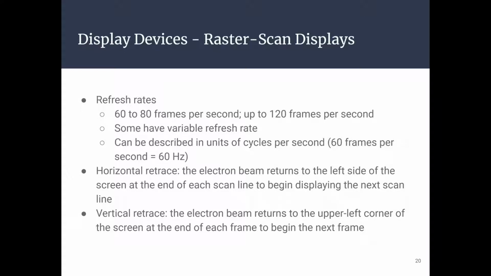With vertical retrace, the idea is that the electron beam will return to the upper left corner of the screen at the end of each frame to begin the next frame. So the vertical retrace only happens once the electron beam has gone through every single scan line in that frame. Once it has finished that, it will go back to the upper left corner to basically start going through all the scan lines again for the next frame.